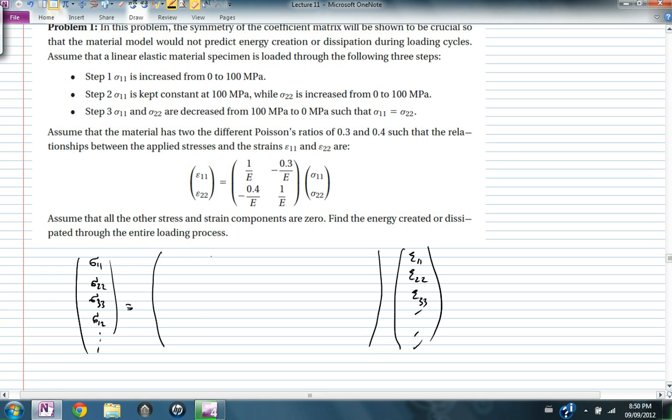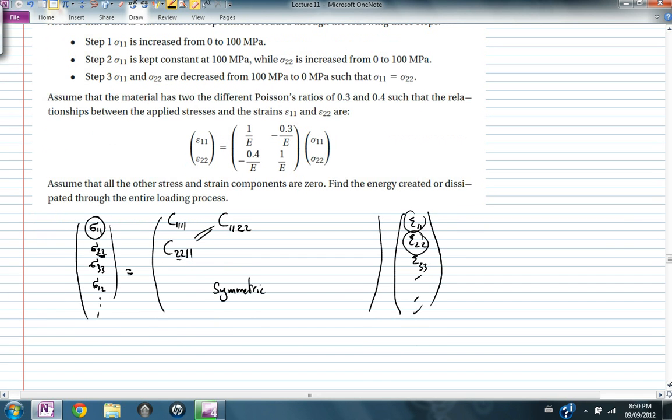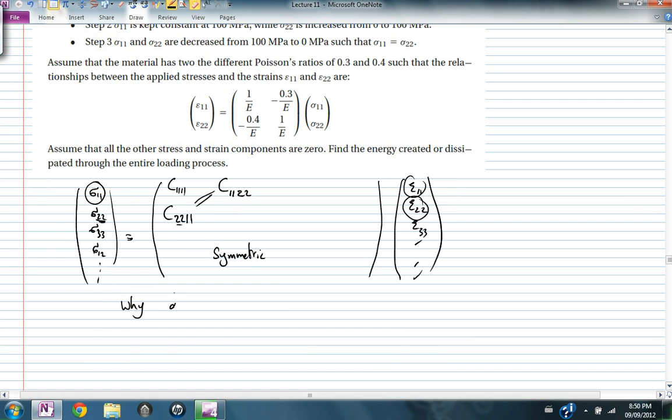We have imposed the restriction that this constant, C11, 11, the constant that relates sigma 11 with epsilon 22, we said has to be equal to the constant that relates sigma 22 with epsilon 11. So we said that this has to be symmetric. And this problem explores why this matrix of coefficients needs to be symmetric.